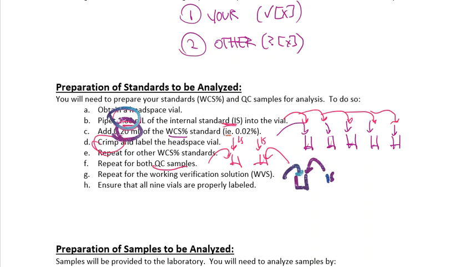So you're going to have a total of 9 standards that are going to be prepared the same exact way. All right? There's going to be no difference in those. 9 of them. A group of them will be used to make a calibration curve. The other QC samples are going to be used to make sure the calibration curve makes sense. And the working verification solution is going to be used to make sure that the person who did the original calibration actually did it the proper way. So these are quality control parameters everywhere within the sample prep.